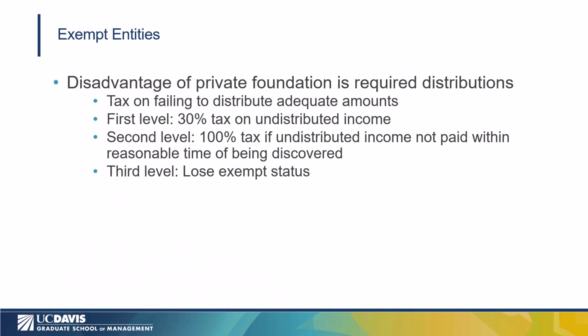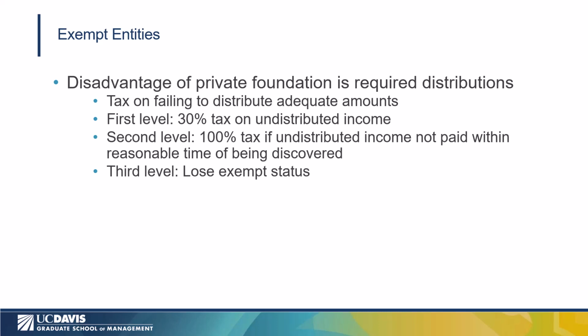So again, the disadvantage of a private foundation is required distributions, right? Along with some of those other things. First, there's a tax on failing to distribute adequate amounts. So basically, if you're not using that support for your cause, what are you doing with it? You can't just keep it in-house. The first level is 30% on undistributed income. At the second level, if you haven't paid it in a reasonable time of it being discovered, there's a 100% tax. And then lastly, you would lose exempt status.